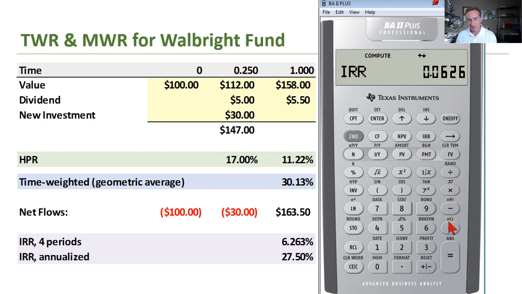And then I'll add the 1. And then I'm going to raise this to the 4th power and subtract 1. Because there are four 3-month periods in the 1 year, and I get the 27.5% annualized IRR, which I think, without any caveats or clarifications, is the better number to use. So that's the answer, and it is, you can see, in the neighborhood of, but different than, the time-weighted return.